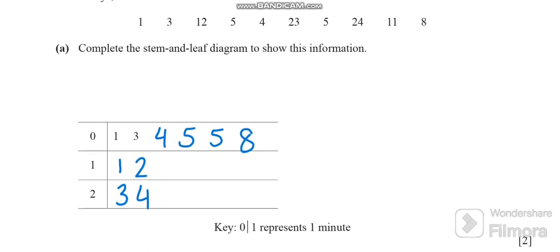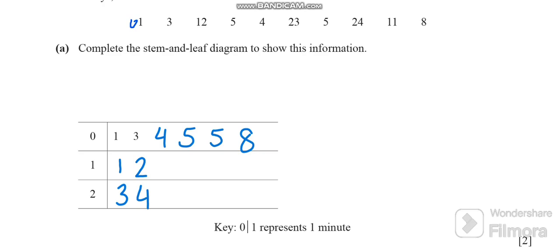So what we will do is, for the first two numbers, it's already done. So first is 1, then 3, and over here on the left side, it's 0. So 0, 1, then 0, 3, then next number is 0, 4, then 0, 5, again 0, 5, next will be 0, 8.